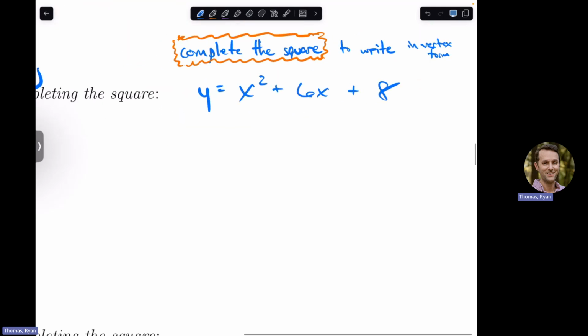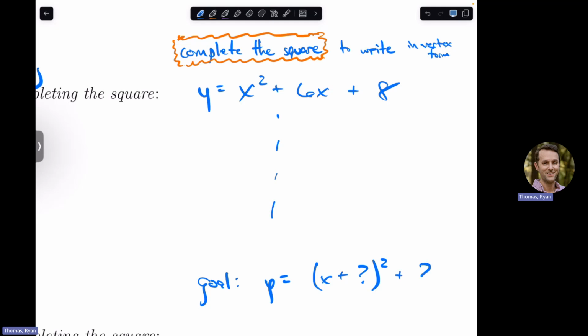So the vertex form part of this is that our goal is to have this come out as something like this. I don't know what these things are yet, but I want to factor as a perfect square. That's why this is called completing the square, because we're trying to force it to factor like a perfect square, right? So geometrically, it's to take a rectangle and force it to be a square. That's kind of what's going on.